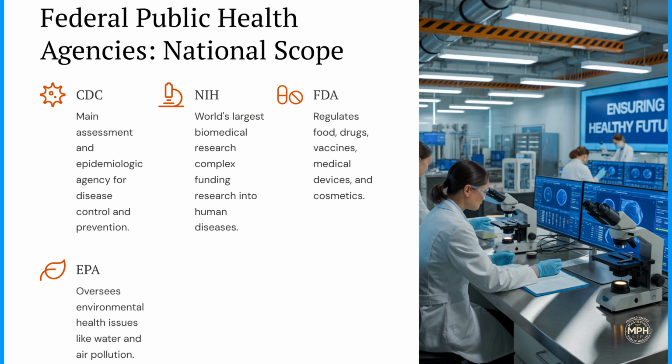Federal public health agencies. At the federal level, most traditional public health activities fall under the jurisdiction of the Department of Health and Human Services, or HHS. Key agencies include the CDC, the Centers for Disease Control and Prevention, which is the nation's main assessment and epidemiologic agency, focused on controlling and preventing diseases globally, the NIH, the National Institutes of Health, which is the largest biomedical research complex in the world, funding research into virtually all human diseases, and the FDA, the Food and Drug Administration, which regulates the safety and effectiveness of foods, drugs, vaccines, and medical devices.